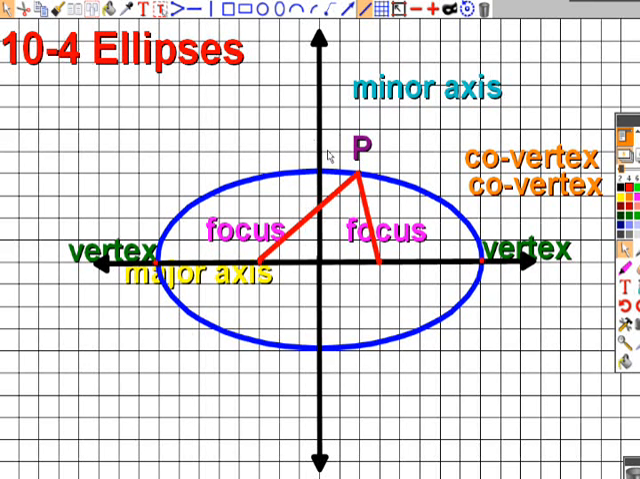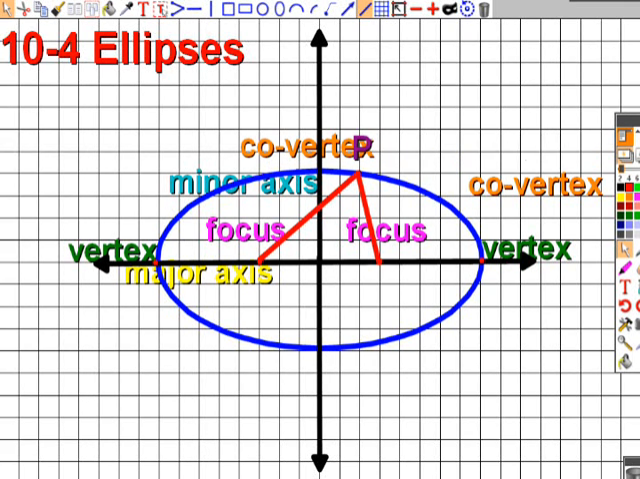Now the segment going perpendicular to the major axis is called the minor axis, okay? And then the points where the minor axis intersects the ellipse, those are called the co-vertices, alright? So the minor and the major axis are perpendicular to each other. So you can just draw that in right there.